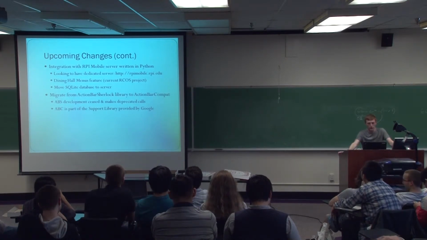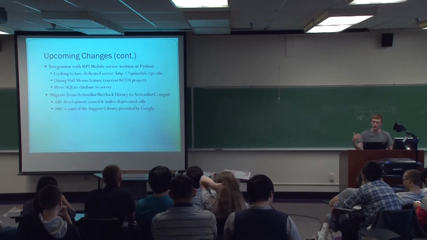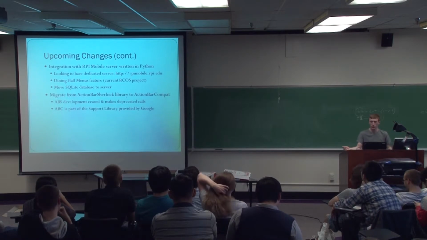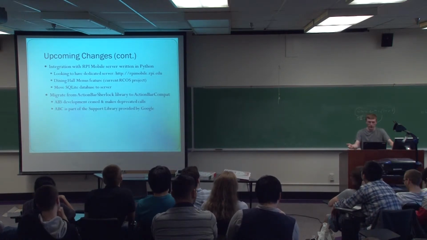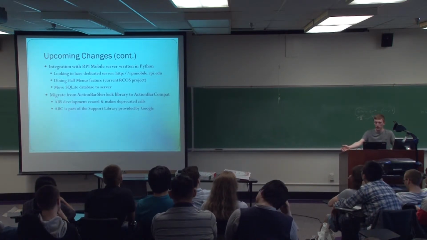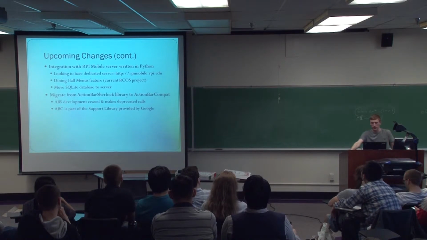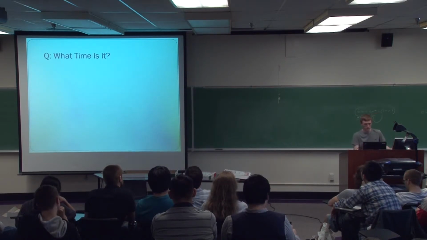And also I want to try to migrate from using the ActionBarSherlock library, which provides backwards compatibility of certain UI components to older versions of Android devices. And I want to use ActionBarCompat because ActionBarSherlock has ceased development and it uses deprecated functions. And ActionBarCompat is supported.